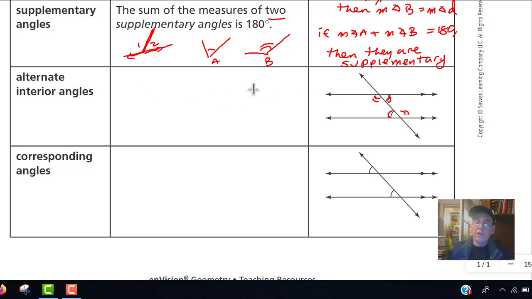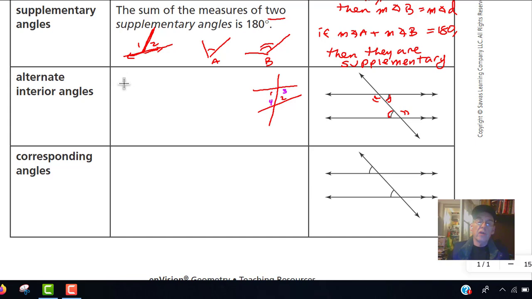We also could have alternate interior angles that are formed by a system of lines and a transversal where the lines are not parallel to each other. Angle 1 and angle 2 would still be a pair of alternate interior angles, as would angle 3 and angle 4. But we couldn't say that they were congruent, because alternate interior angles are congruent if and only if the lines are parallel.